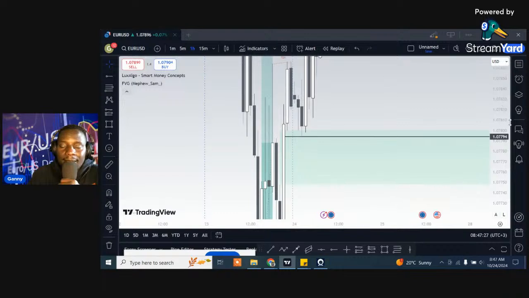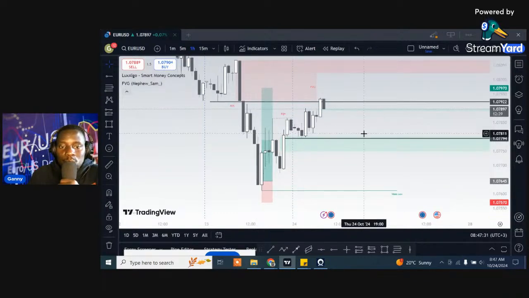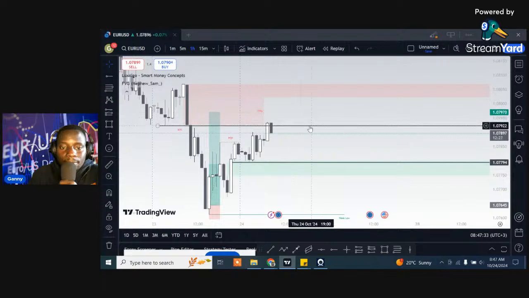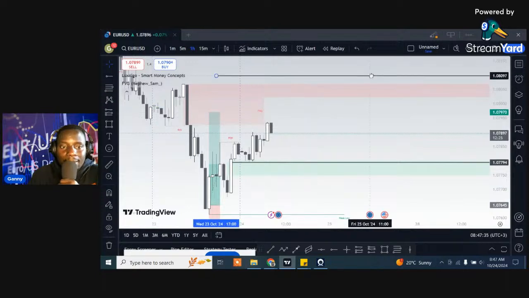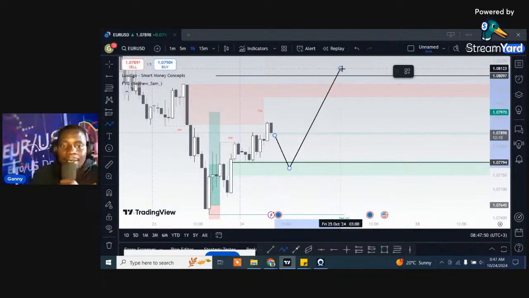There's this level. So I've just marked it out. So what would I expect for price to do? What I would expect is for price to come and tap into this fair value gap. Once it has tapped into it, price continues.